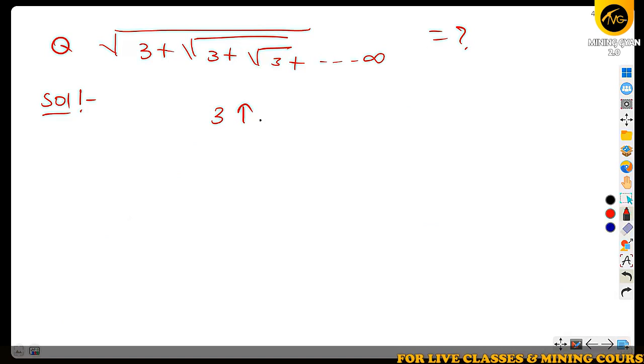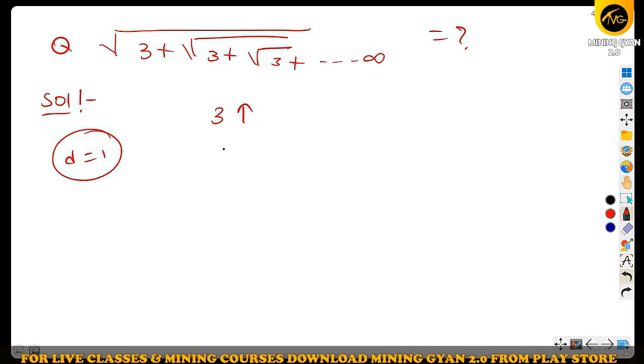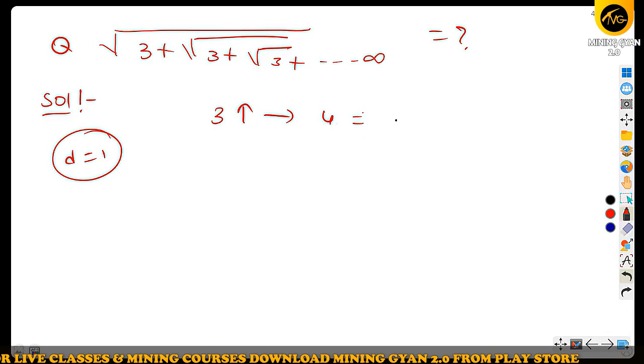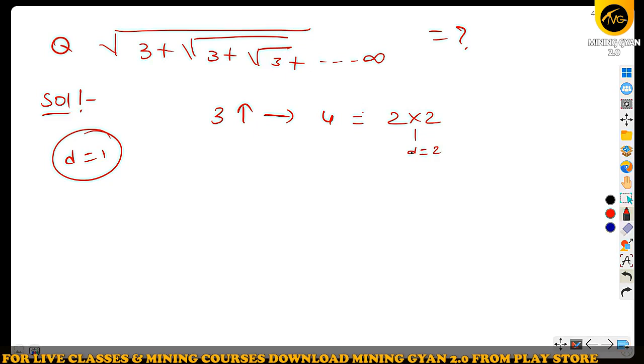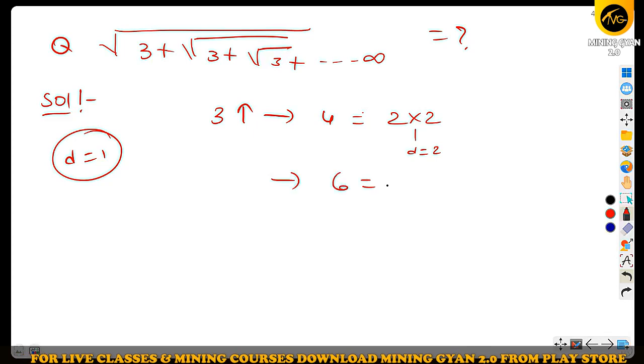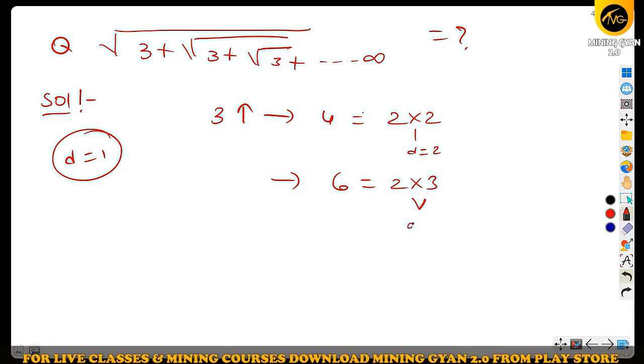So we cannot use the number 5. One more thing to remember: the difference between their factors will be only 1. For example, if you use the bigger number 4, we can easily break it down into its factors 2 into 2, but the difference D is equal to 2, so we cannot use this number as a bigger number of 3. We can directly use 6, which can be converted into 2 into 3, and the difference between these factors is 1.